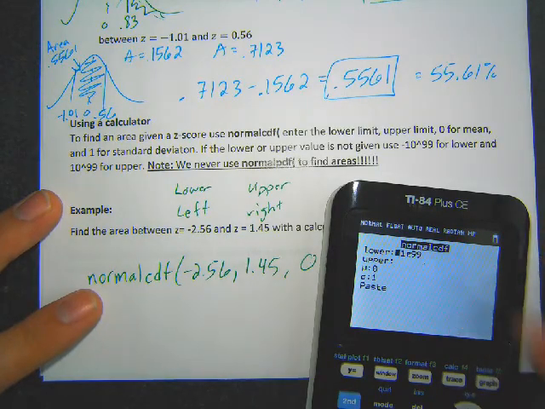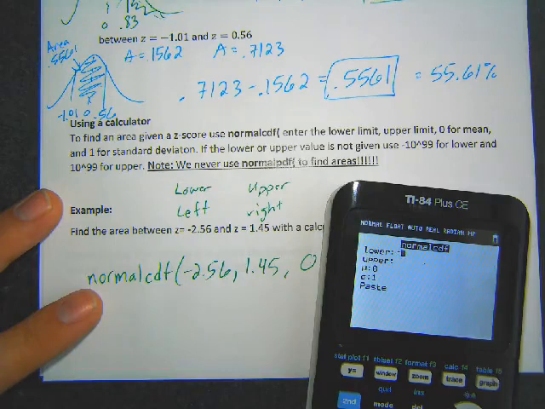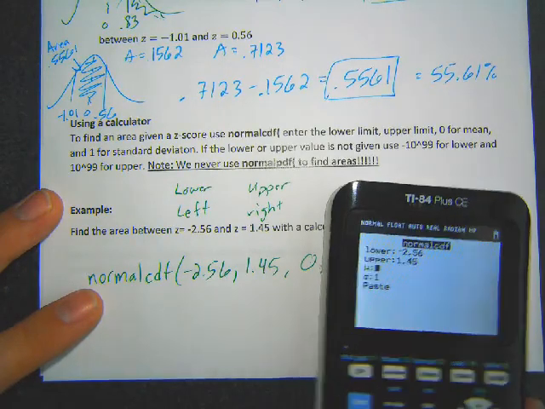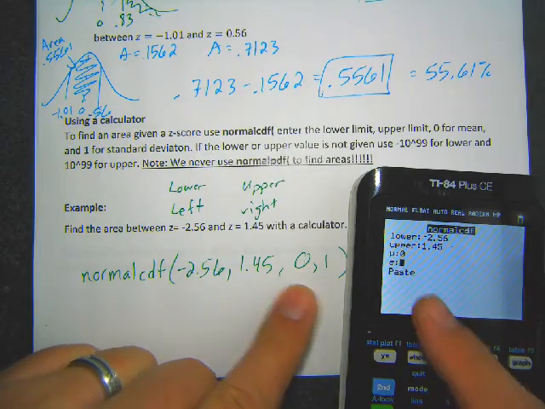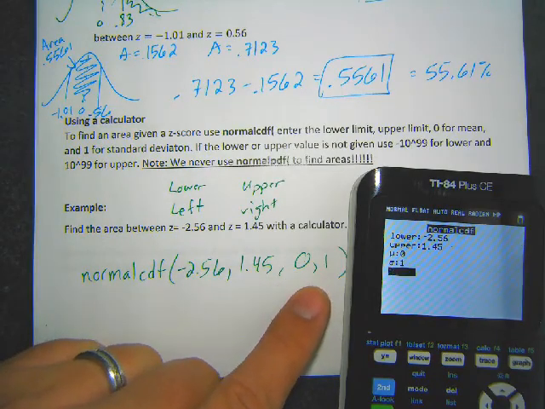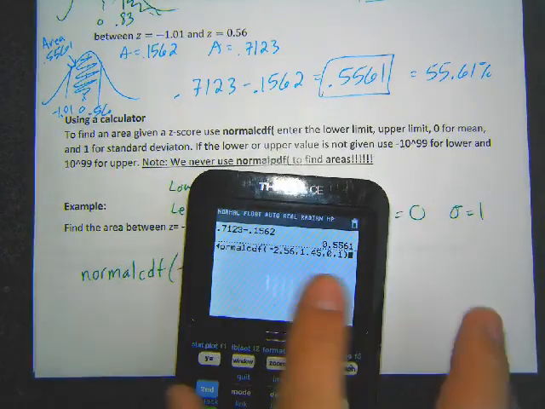So here I'm going to type in negative 2.56 for my left bound. Hit enter. I'm going to type in 1.45 for my right bound. We got 0 for my mean, so I'm going to type 0 for my mean, and 1 for my standard deviation. So 1 for standard deviation, just like that. Hit paste, and so then it types it out for me.